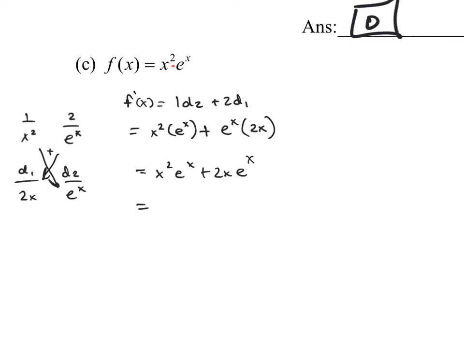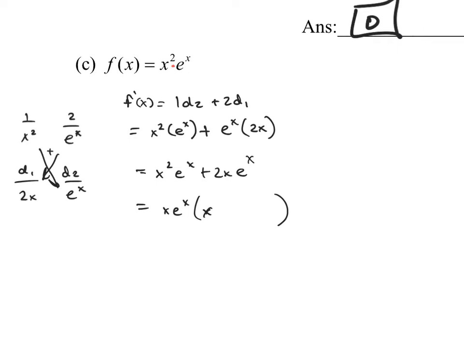So I want you to see, what do both of these terms have in common? Well, certainly they have an e to the x in common, but if you look even further, they actually have an x in common, don't they? So let's think about that. What's x squared e to the x divided by x e to the x? Well, x squared divided by x is x, and e to the x divided by e to the x is just 1, so we would just have an x.